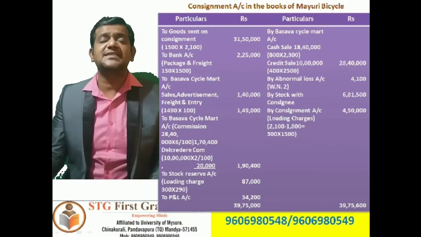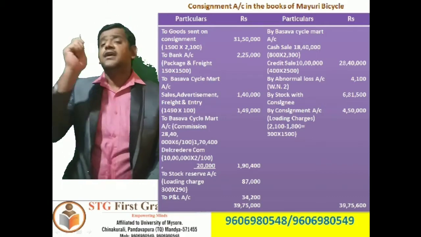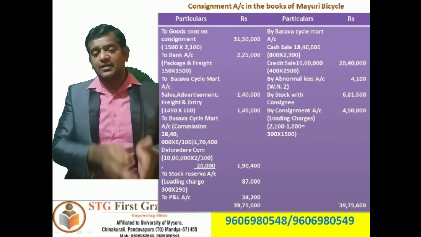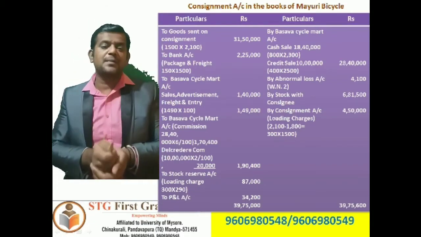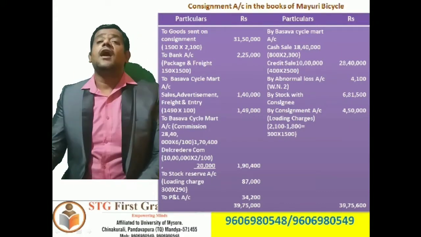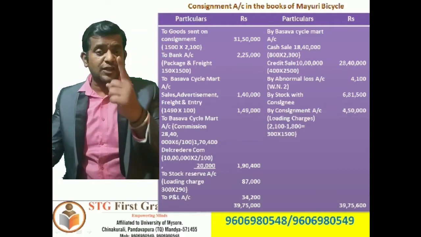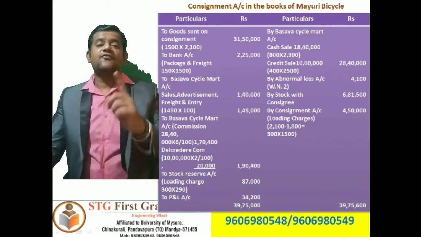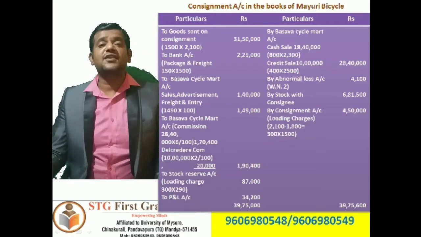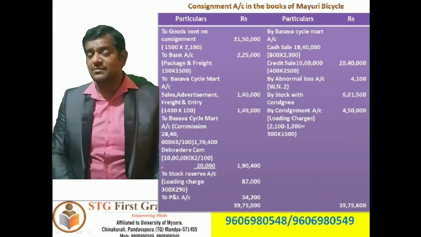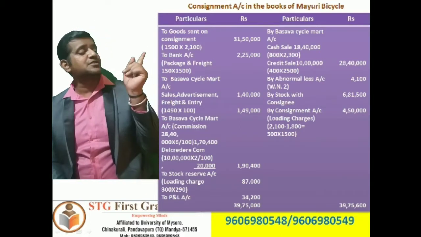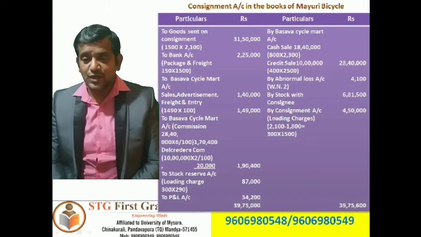So next, to bank account. The expenses incurred by the consignor are always transferred to bank account. So open a bank account, under that, to bank account, open a bracket and write package and freight charges. Per bicycle, the consignor incurred 150 rupees as package and freight charges. So 150 into 1,500 bicycles. How much does the amount come to? 2,25,000 rupees. Enter the 2,25,000 into the debit side amount column.